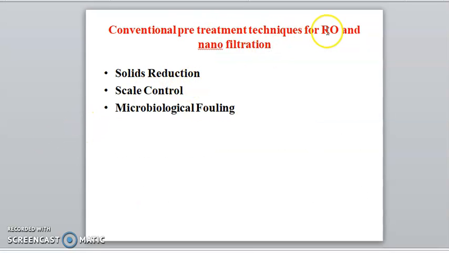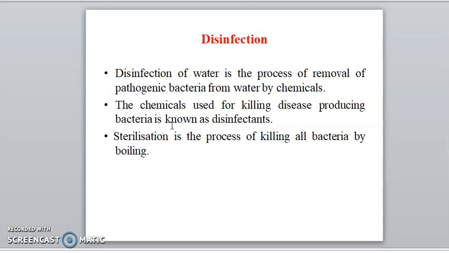Conventional pre-treatment techniques for RO and nanofiltration: solid reduction, scale control, microbiology, fouling. Disinfection. Disinfection of water is the process of removing pathogenic bacteria from the water by chemicals. Chemicals used for killing these disease-producing bacteria are known as disinfectants. Sterilization is the process of killing all the bacteria by boiling.